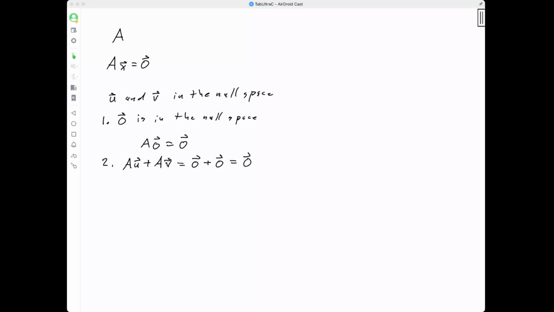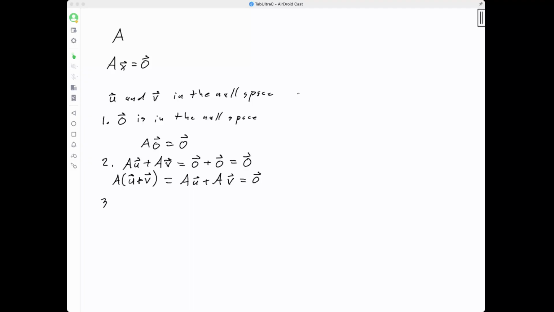But what I really need to show is not that these are both the 0 vector and they add to 0. What I need to show is that U plus V, for any U and V, is in the null space. So I need to show that if I take U plus V and multiply it by A, I get the 0 vector. But A times (U plus V) is just A times U plus A times V, by the way we've defined matrix multiplication, which is equal to, by what we just said, the 0 vector. So U plus V is in the null space.